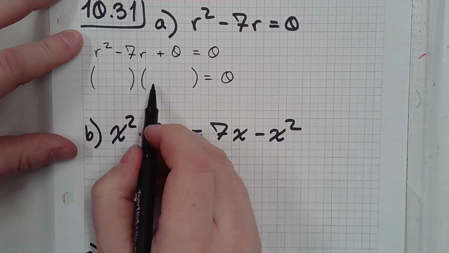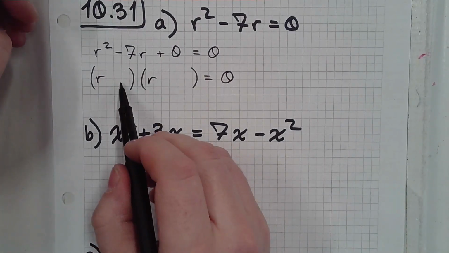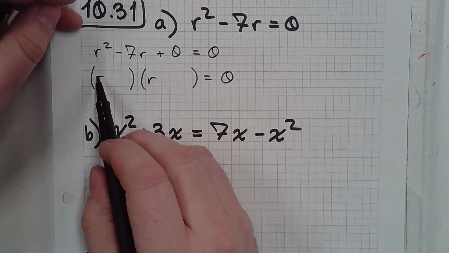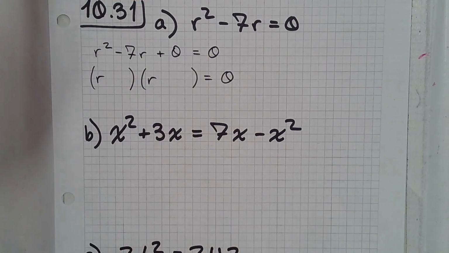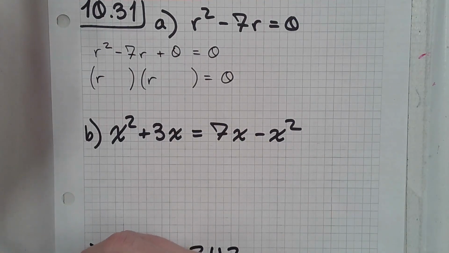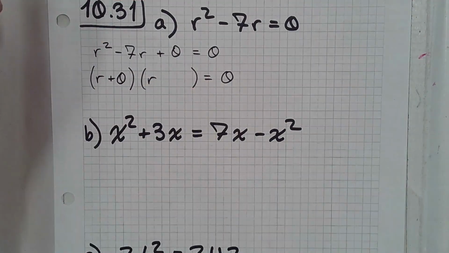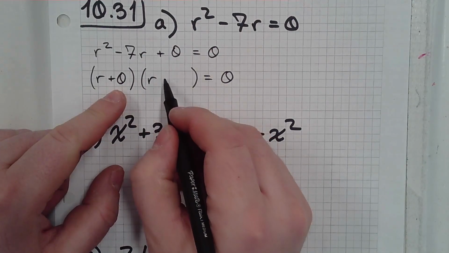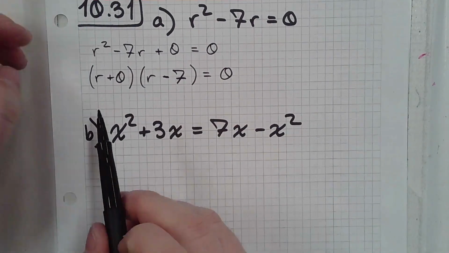We know we need r times r to make r squared. And we need something here and here to multiply to 0. And we need whatever we put here and here to multiply with the r's so that they add to negative 7 r's in total. Well, if I'm multiplying to 0, I need 0 times something, right? So I'll do plus 0, minus 0. It really doesn't matter here. And of course, if I want to add to negative 7, well, negative 7 and 0 gets the job done. So this is our proper factorization.